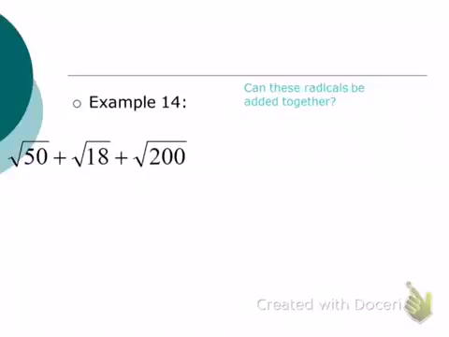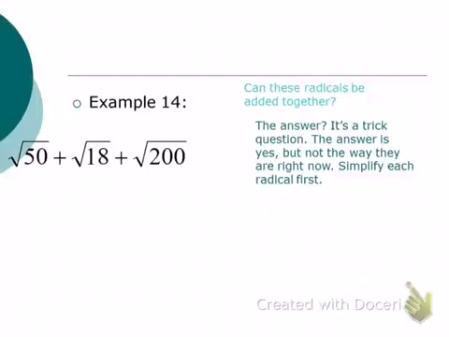Not in the form that they're in, right? But can we leave our answer like this? Why would this be an improper way to leave an answer? It's not simplified. How do we know it's not simplified? Because these radicands all have factors in them that are perfect squares, right? What is a perfect square that will divide into 50? 25. What's a perfect square that will divide into 18? 9. What's a perfect square that will divide into 200? 100, right?